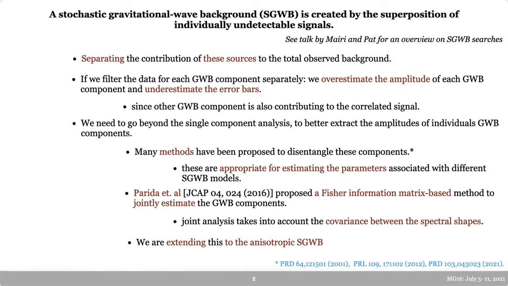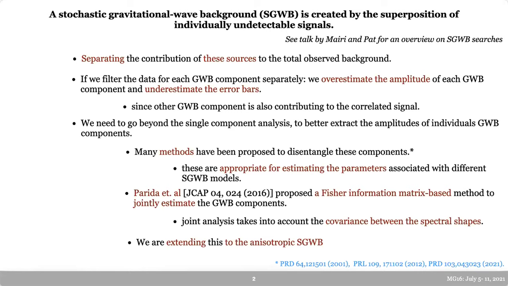These methods are excellent for estimating the parameters associated with different gravitational wave background models. However, when you increase the number of components that you look for, we have to deal with a likelihood function in a multidimensional parameter space. In such situations, techniques like Monte Carlo simulations or nested sampling will be necessary to estimate the model parameters accurately, which suggests that going beyond, say, two or three components will be very challenging in terms of computational analysis.